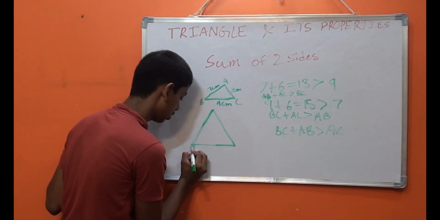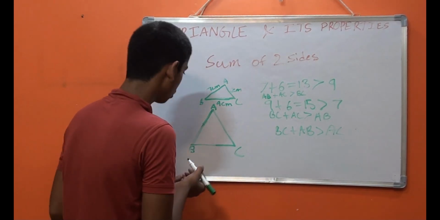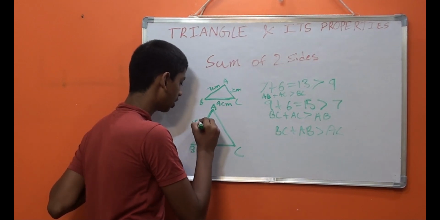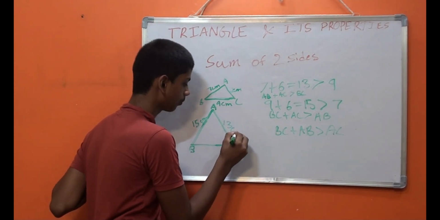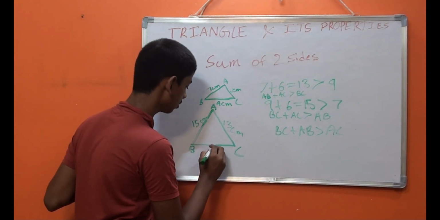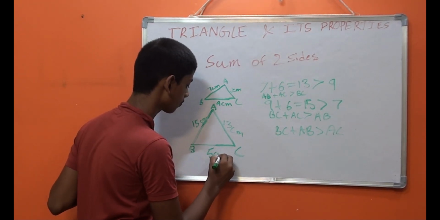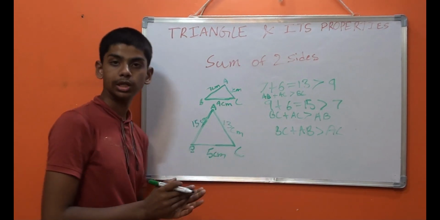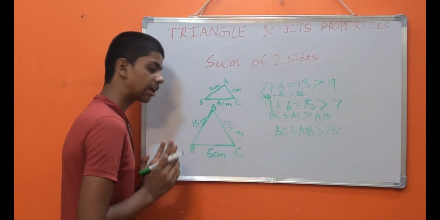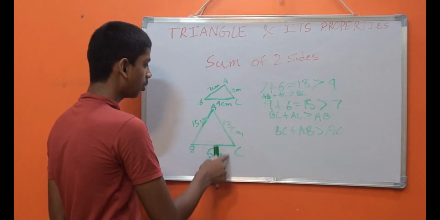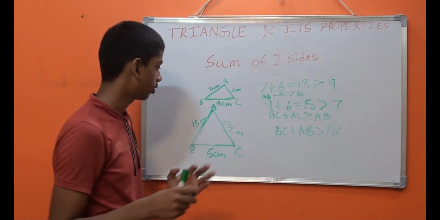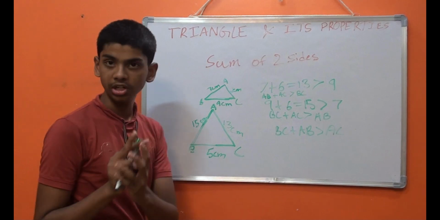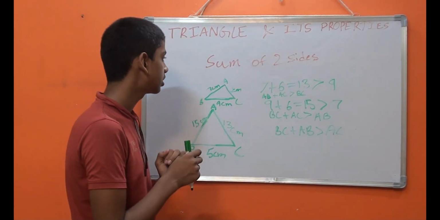Now this is B, this is C. Now we have the three sides of a triangle. Now this is like 15 centimeter. This is 13 centimeter. This is 5 centimeter. Now AB plus AC equals 28, which is greater than this side. BC plus AC equals 18, which is greater than this side. AB plus BC equals 20 cm, which is greater than this side.